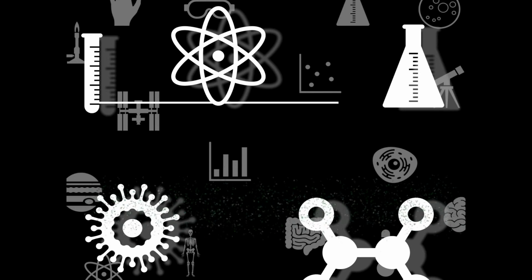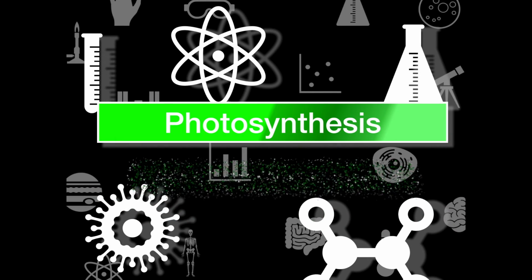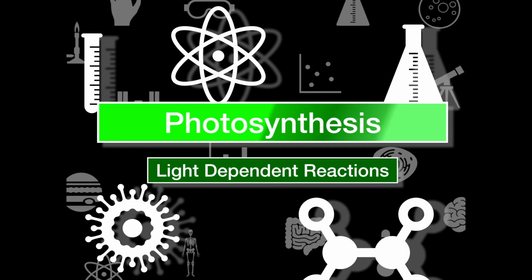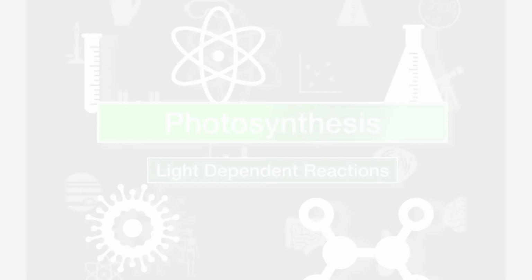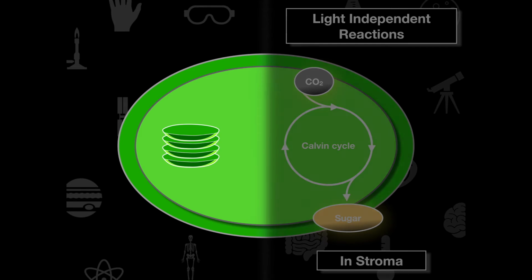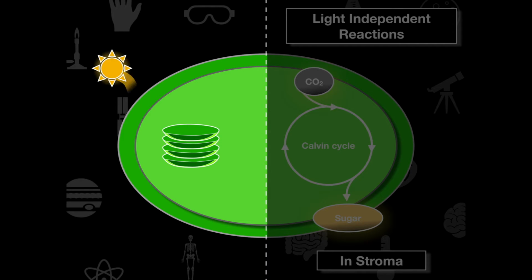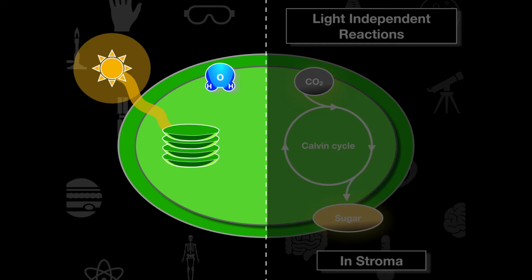Alright, ladies and gentlemen, this is going to be the next video on photosynthesis. So let's get started. We're going to be talking about the light-dependent reactions, the reactions that depend upon light. Specifically, we're going to be looking at the electron transport chain.